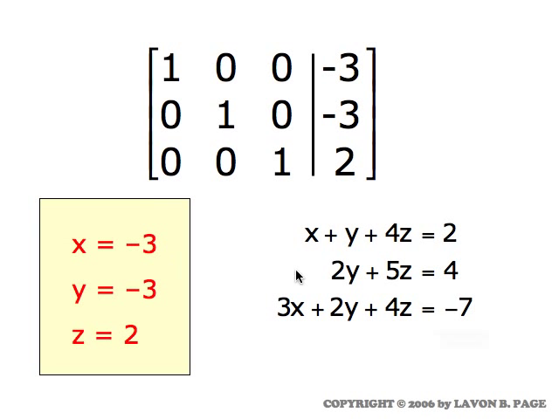If x is minus 3, y is minus 3, and z is 2, then this would be minus 3 plus minus 3 is minus 6, plus 4 times 2 is 8, minus 6 and 8 is 2, and so forth. You can check and see that the other equations are satisfied as well.